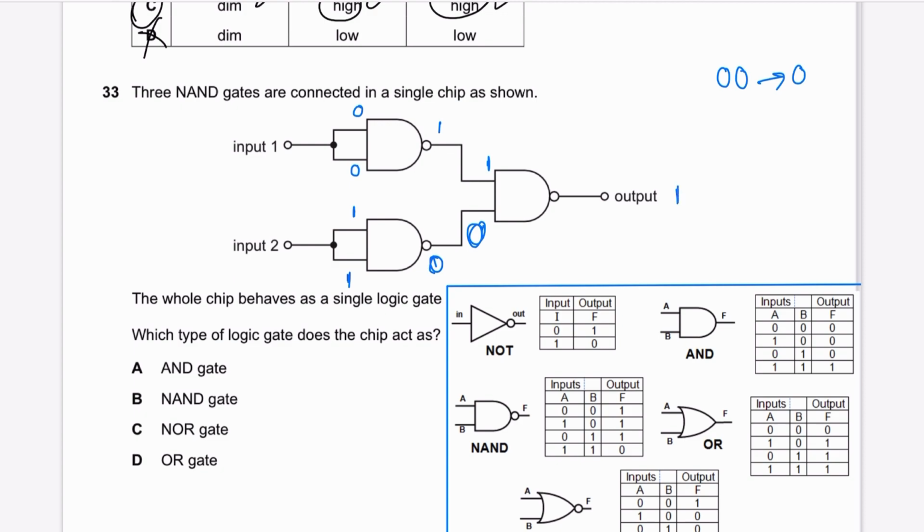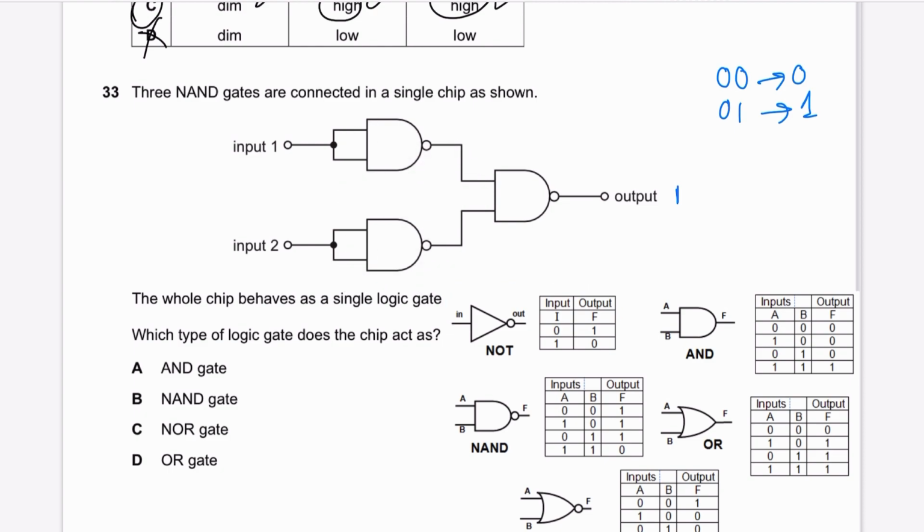Now let's use our inputs again. If we have input of 0 and 1, we get an output of 1. So 0 and 1 gives us an output of 1. Okay. Now let's do 1, 1 for both of them. ठीक है. We have 1 and 1. Inputs will be 1, 1.